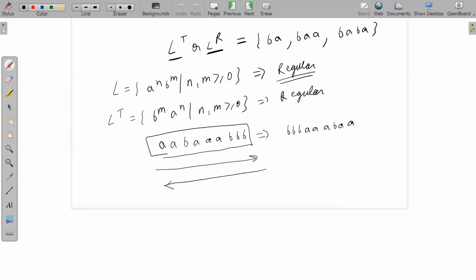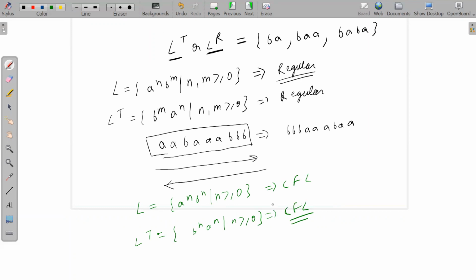Let me take L as A power N, B power N, such that N is greater than or equal to 0. This is a CFL. Now, what will be the L transpose? L transpose will be B power N, A power N, such that N is greater than or equal to 0. And of course, it will be CFL. So I have just given you the idea that you just reverse the string. Each and every string is reversed, so there is no problem at all. Each and every type of language will be closed under transpose operation.